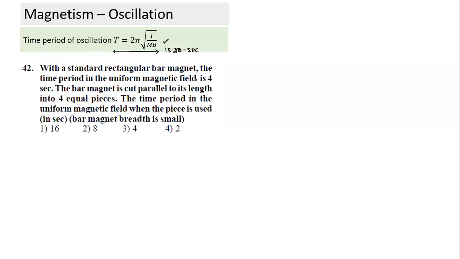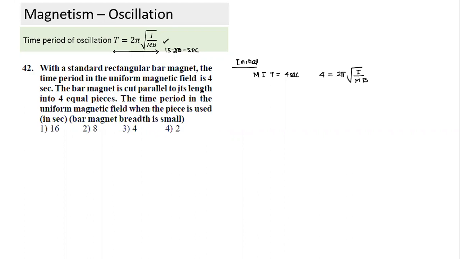Time period in a uniform magnetic field is 4 seconds. So the first case is a standard bar magnet with M and I, and T is equal to 4 seconds. This is what is given, so this is the initial state. What is 4 seconds equal to? 4 is equal to 2 pi root I divided by M.